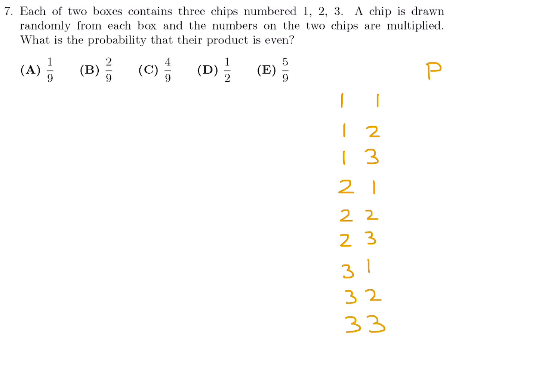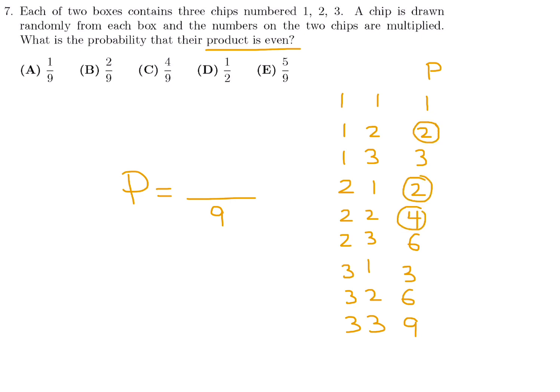Now you calculate the products. 1, 2, 3, 2, 4, 6, 3, 6, 9. So first of all, there's 9 of those, so the denominator will be 9. Now the numerator is a specific condition, that the product is even. So let's circle the even products, these numbers here. And how many of those did I circle? 5. So there you go. Probability is 5 over 9 for this specific question, which is E for number 7.